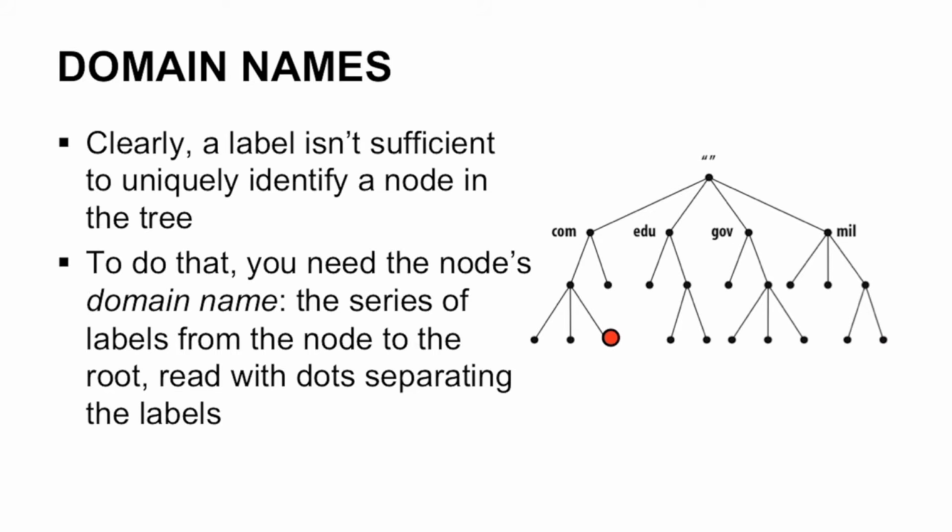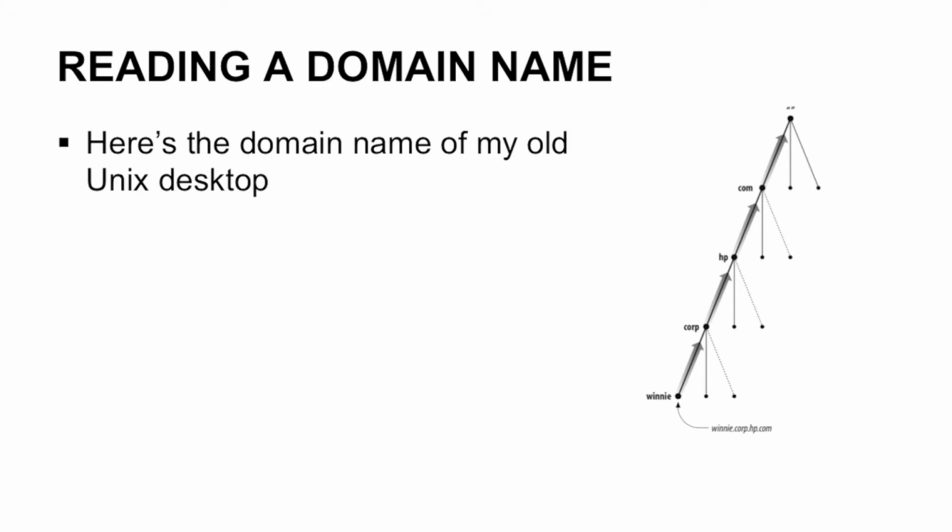Here's a node down at the bottom of the tree. Its domain name would be the label associated with that node, followed by a dot, followed by the label of its parent node, followed by a dot, and so on until you get all the way up to the root node's 0-length label. So here's how you'd read the domain name of my old Unix desktop machine when I worked at Hewlett-Packard. You can see it's down there at the very bottom of the namespace, and its domain name was winnie.corp.hp.com. Occasionally, you'd even see it written with a dot at the very end, that dot being the last separator between the com node's label and the root node's 0-length label.